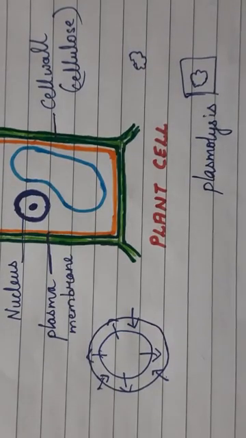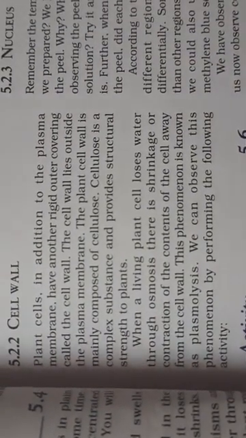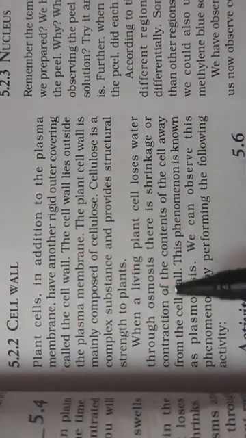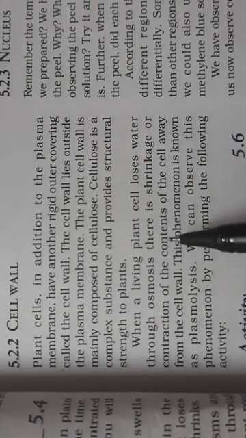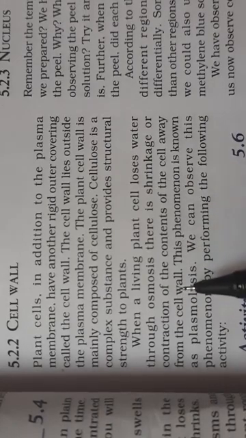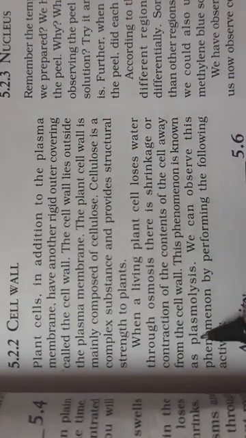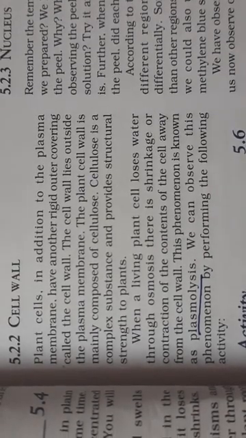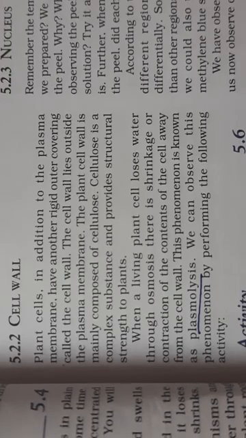This term is very important, children. It is given in your book, see, under the heading cell wall. When a living plant cell loses water through osmosis, there is shrinkage or contraction of the cell away from the cell wall. यानी cell wall के against में सिकुड़ जाता है. And what is this procedure called? This procedure is called plasmolysis. Clear, children? And only living cells.